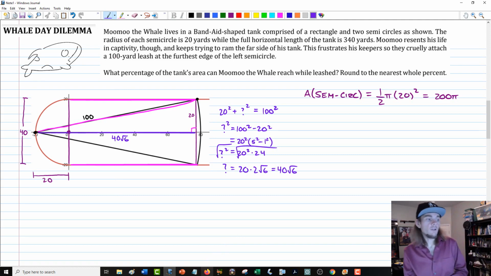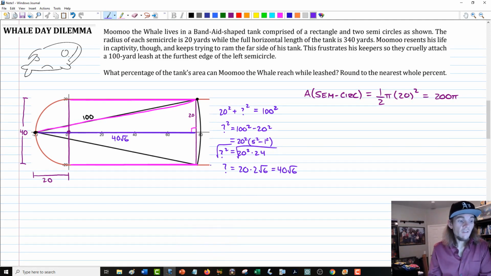Now going back to our rectangle for a second, we actually now have enough information to figure out the area of the rectangle and get our second little geometric shape fully out of the picture. The reason we can do that is that we now know that the entire, we'll call this bluish purple line there, the height of that triangle on its side is 40 root 6, and we know that this length right here, from there to there, is 20, because that's just the radius of the circle.